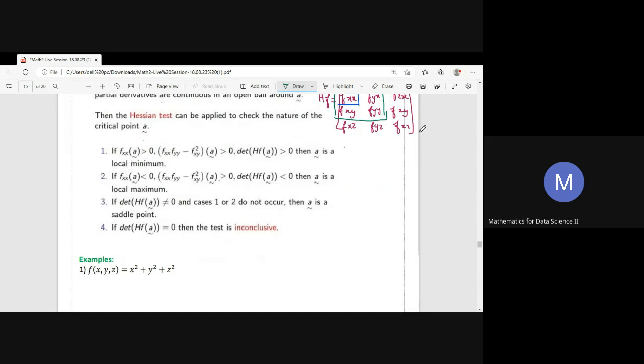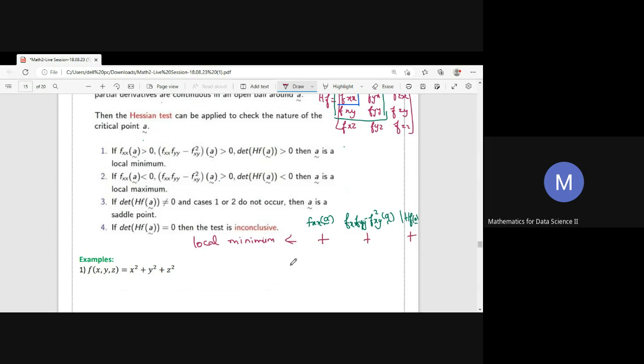Okay, what does it mean? Suppose we have fxx of A tilde, then fxx fyy minus fxy square at A tilde, and then the determinant of Hf of A tilde. So you have three things to compare. Now first, if all of them are positive, then what is going to happen? Local minimum.